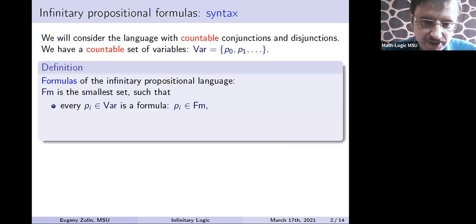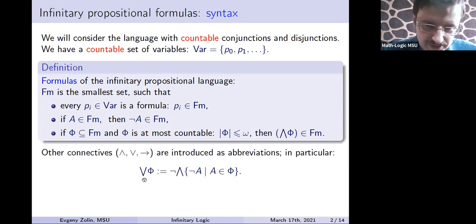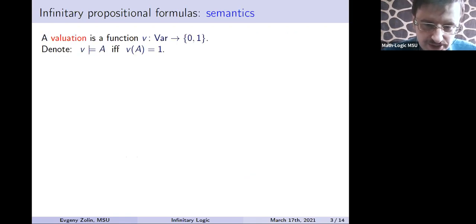Okay, so just a reminder, we build formulas from variables using negation and at most countable conjunction. If phi is an at most countable set of formulas, then conjunction phi is a formula. And we can define countable disjunction by De Morgan law. And we consider Boolean semantics or two-valued semantics. To each variable, we assign a 0 or 1. So this assignment is called evaluation.